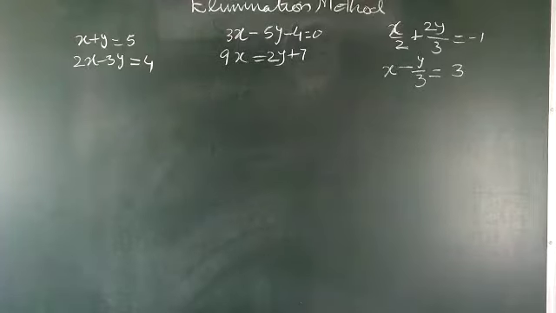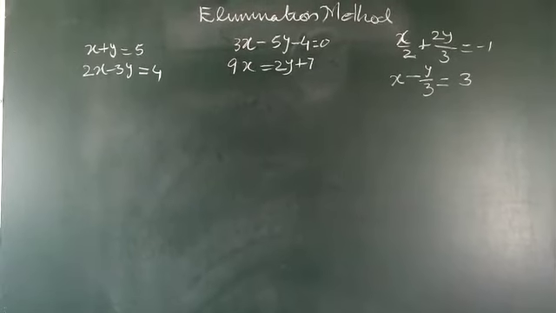Hello students, the chapter is linear equations in two variables. First we did the graphical method, second we did the substitution method, and the third now is the elimination method. And you know what is elimination? Eliminate means to remove something. So what to remove? You can see there are three sets of equations written here.